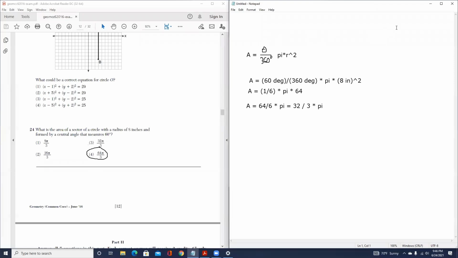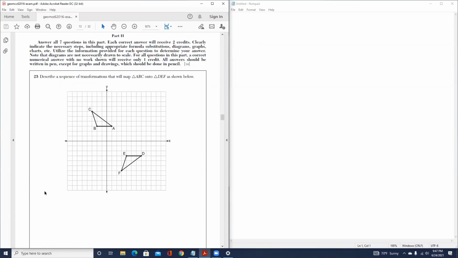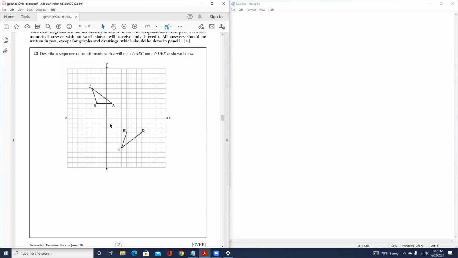So that concludes the first section, multiple choice. Now going on to the second part. 25. Describe a sequence of transformations that will map triangle ABC on the triangle DEF as shown below. Looking at it visually, if we want everything to line up, the first thing that we should do, there are multiple possible correct transformations. I'm just going to describe the first one that came to mind to me.